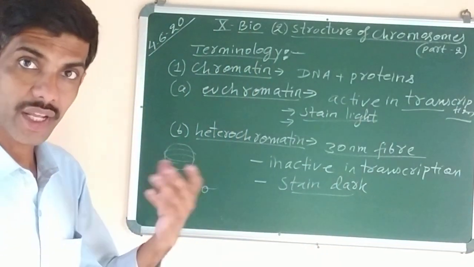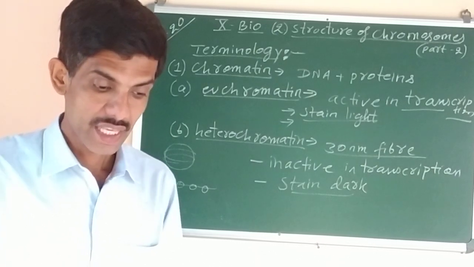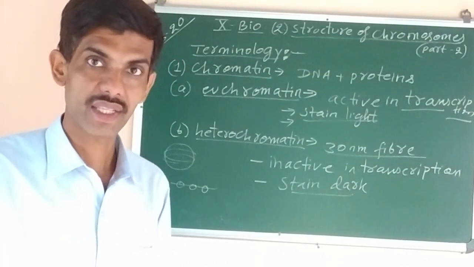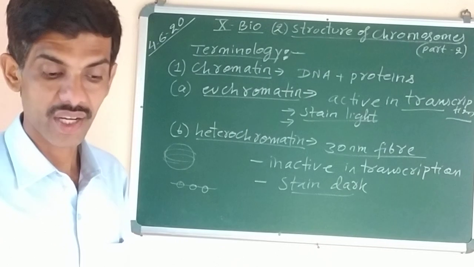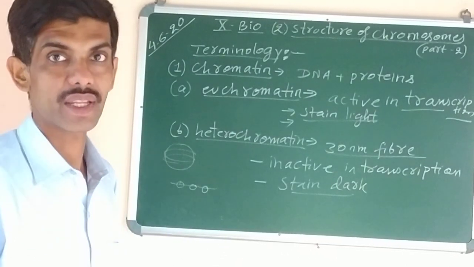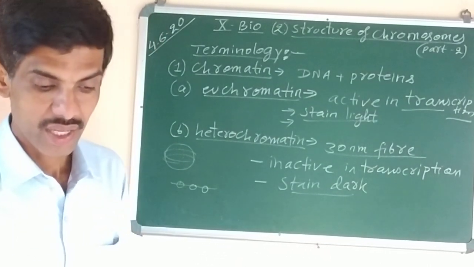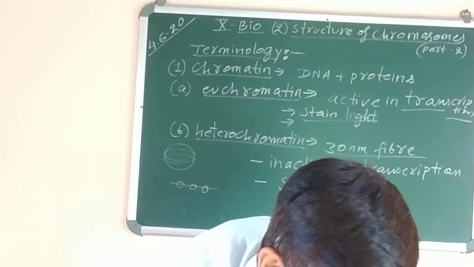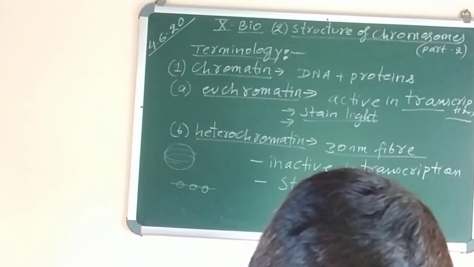Now further, in higher level DNA packaging, if the length of the fiber increases to more than 30 nm, then it happens in the metaphase chromosome during mitosis and meiosis.